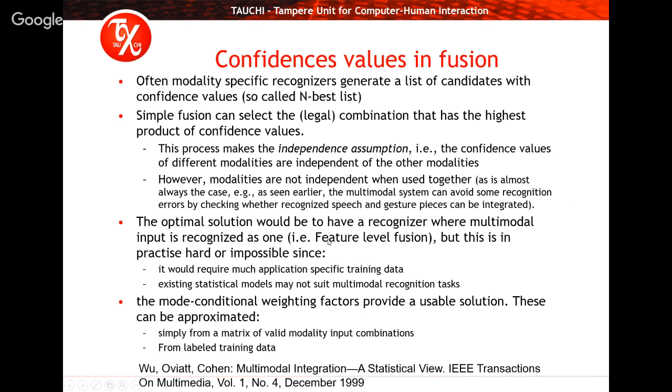Of course, the feature level fusion would be theoretically optimal, because on that level we would be using all the information from the different modalities together, and then we could optimally calculate the final fusion. But this feature level fusion is usually not possible, basically because you would require a massive amount of training data.